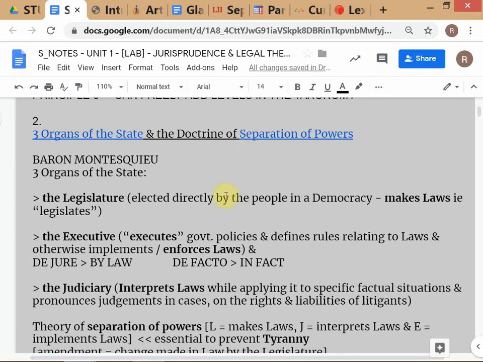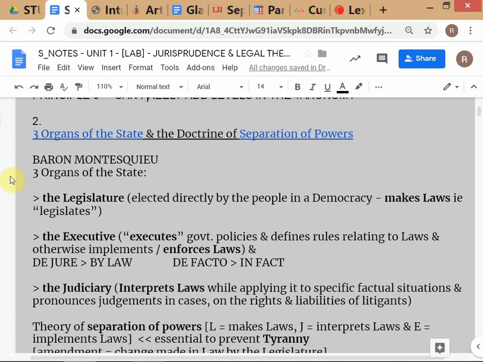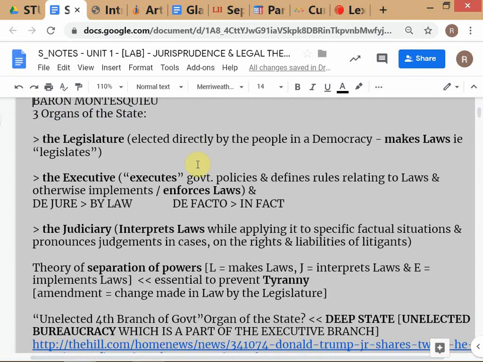Yes, sir. And you are familiar? Okay, the separation of powers. Good. So this is actually a theory that comes from this French writer called Baron Montesquieu, separation of powers. So how do we separate the powers? We create three branches of government. So we have the three organs of the state.